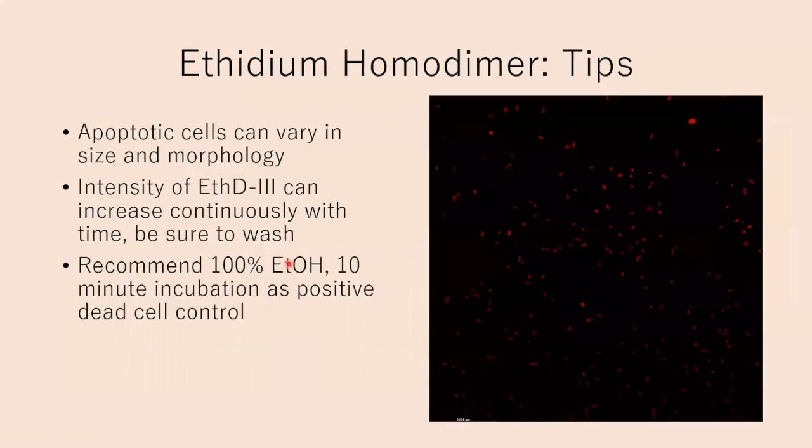Now, Ethidium homodimer, because it is measuring dead cells and cells that might be undergoing apoptosis, the cells that are stained by Ethidium homodimer and also Hoechst can vary in terms of size and morphology. So when you're doing this, you'll want to have clearly defined cutoffs as to what counts as a dead cell versus what counts as maybe a piece of debris.